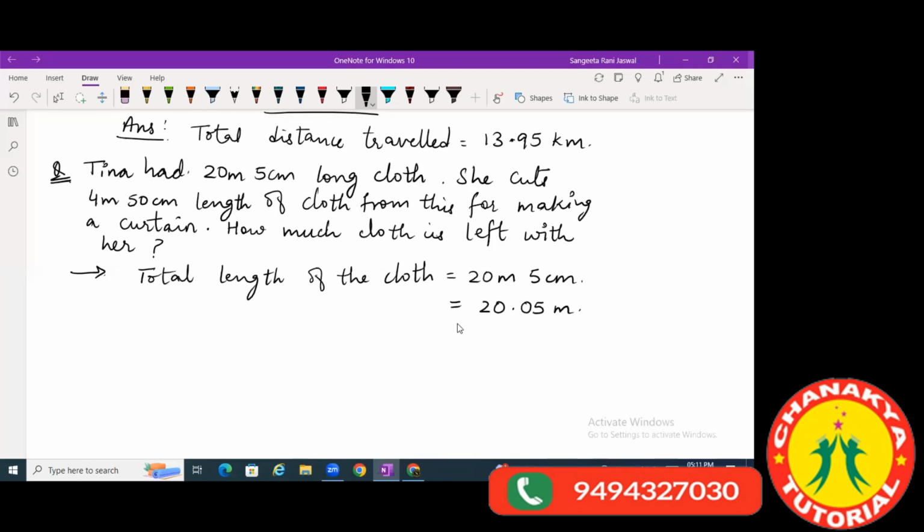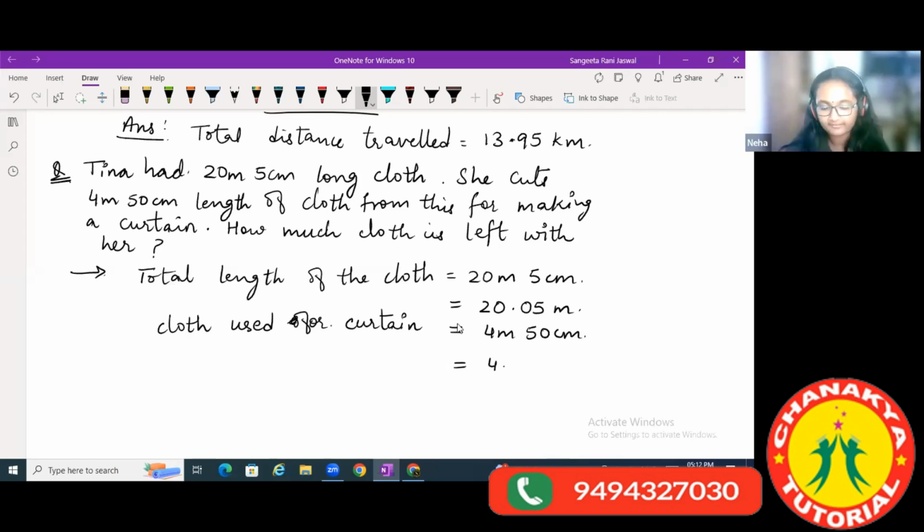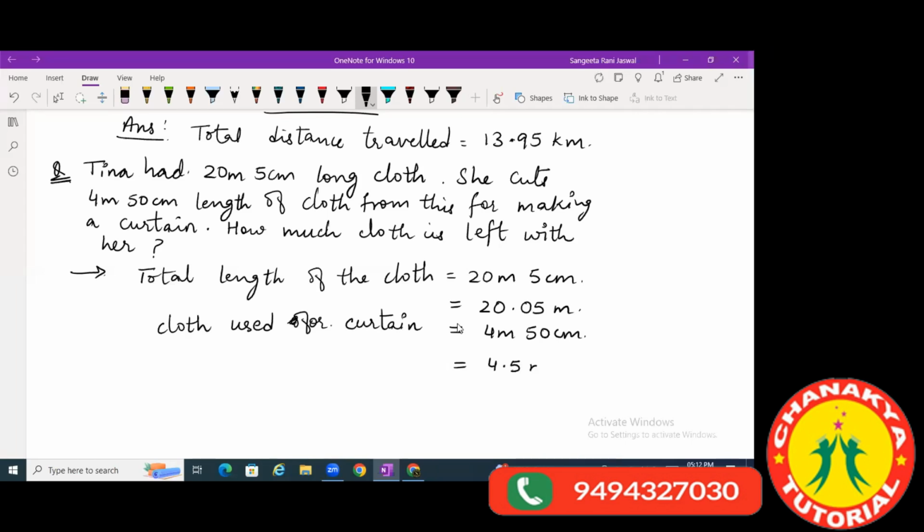Now, cloth used for curtain. Okay, length of cloth used for curtain making. So cloth used for curtain is how much? 4 meter, 50 centimeters. When I convert this to meters, tell me, this will be 4.5 meters. Okay, so now what do I have to do?